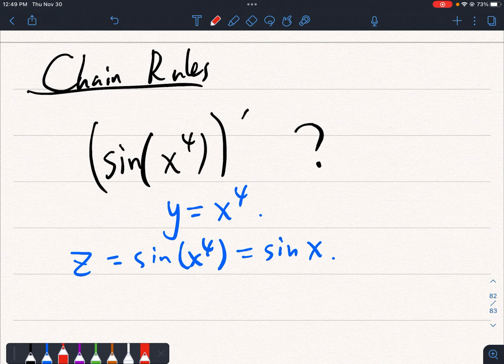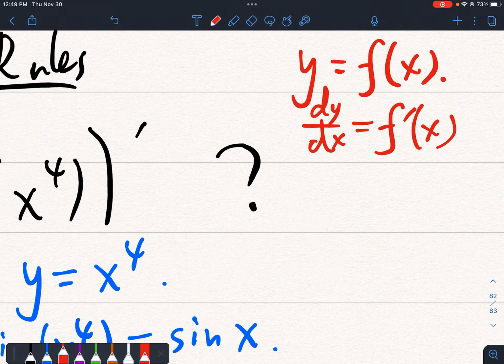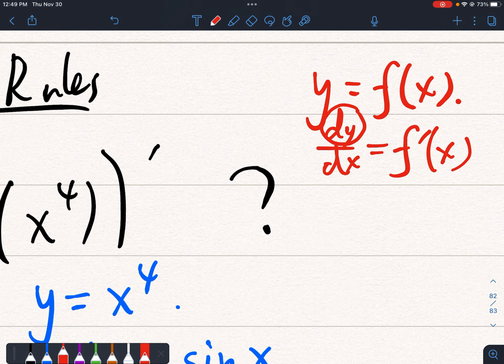Although I didn't mention it, the derivative of a variable with respect to another variable is also denoted by Leibniz notation as dy over dx. For example, if y is f of x, then f prime of x is also denoted by dy over dx. And it makes sense because it means the instantaneous rate of change of y over x. It's like the instantaneous change of y divided by the instantaneous change of x.